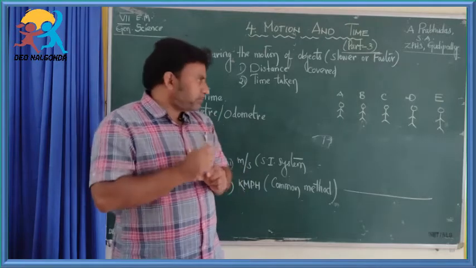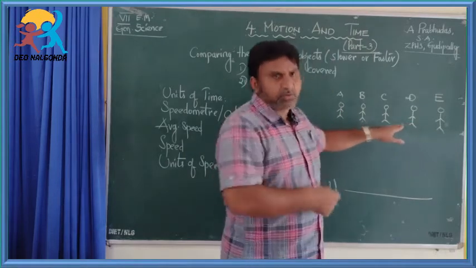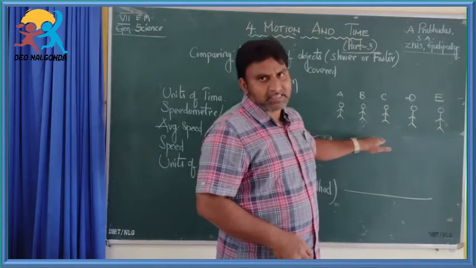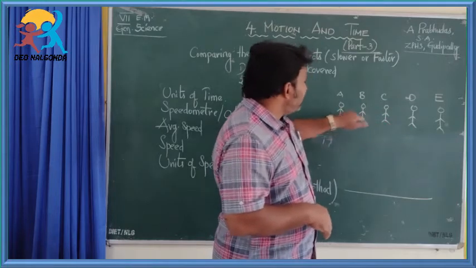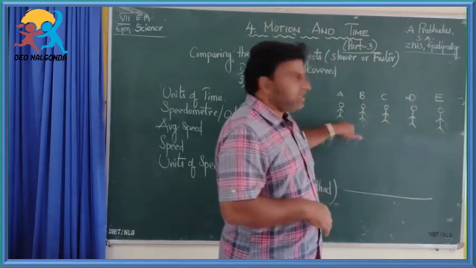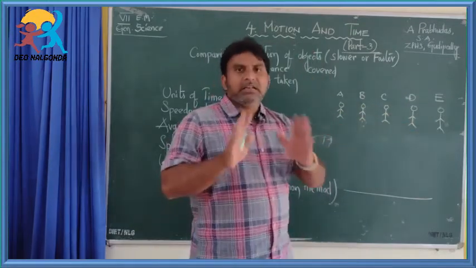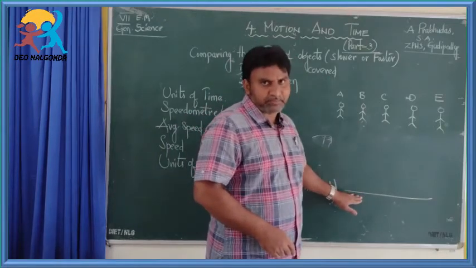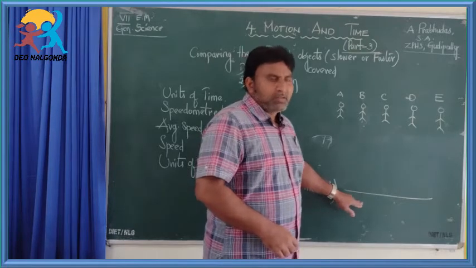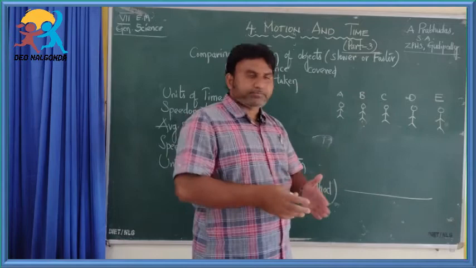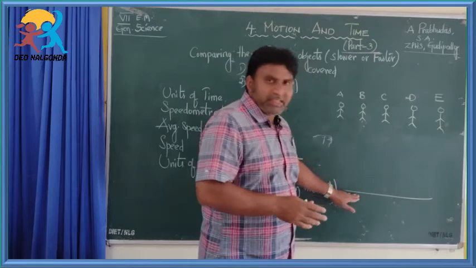By knowing these two quantities, we can easily say which object is faster and which object is slower. For example, here you see 5 students like you are participating in a running race. For our convenience, I am giving them the names A, B, C, D, E. Student A, student B, student C, student D, student E are participating in a running race, and this is the finish line. They have to reach here and touch the finishing rope.